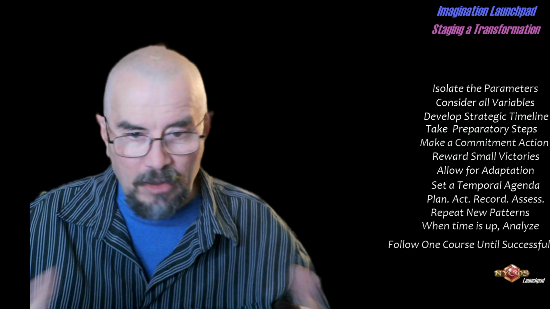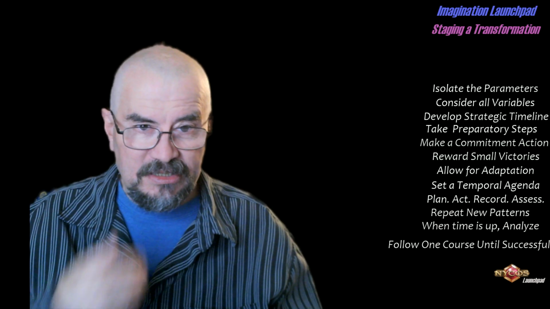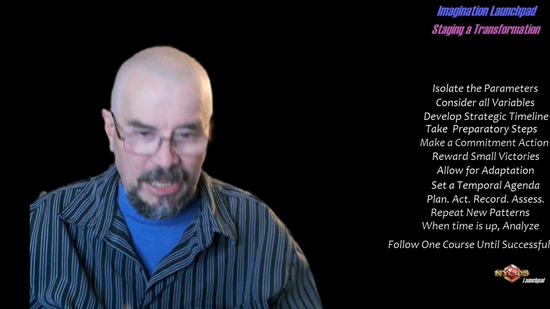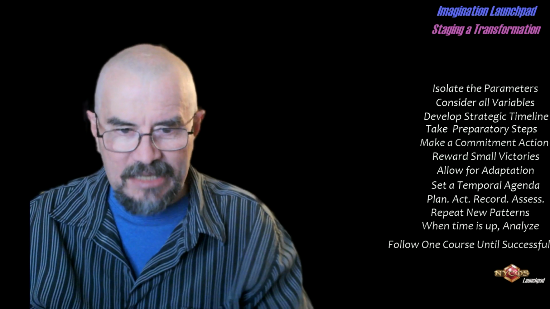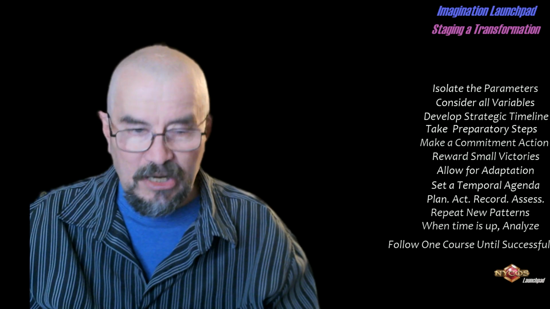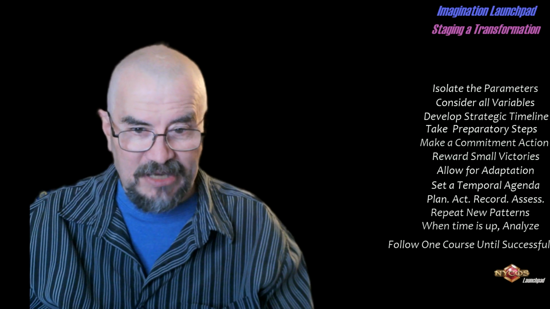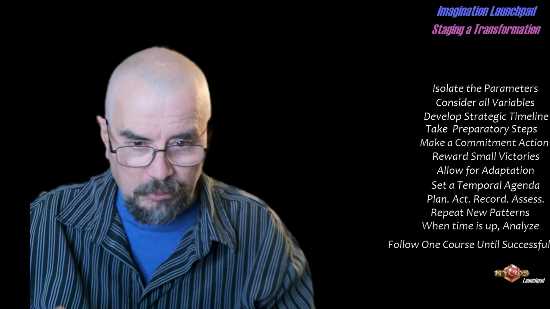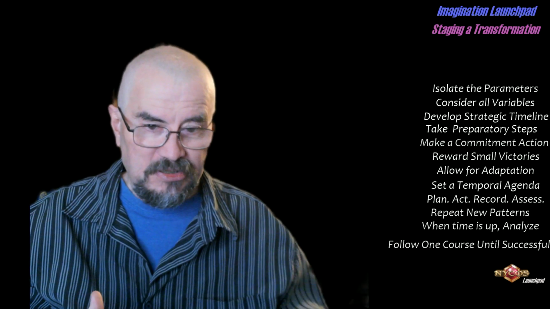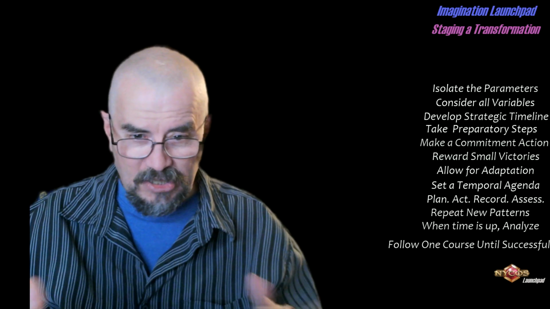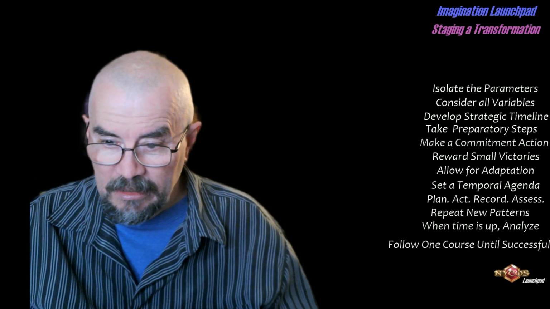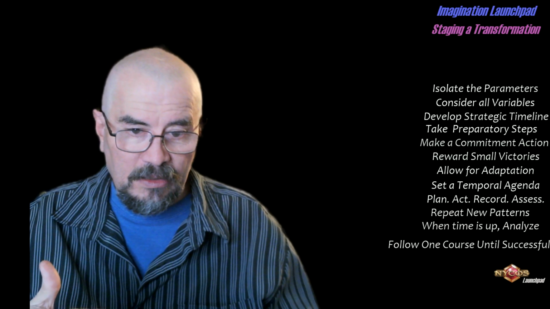Now, all of this comes down to the actual process of transformation. And the transformation process is plan, act, record, assess. You want to plan what you're going to be doing to change. You're going to make the action. You're going to record for yourself in some fashion how that progress has occurred, and then assess the results in comparison with the agenda, and then make adjustments. This will lead, therefore, to a new pattern.